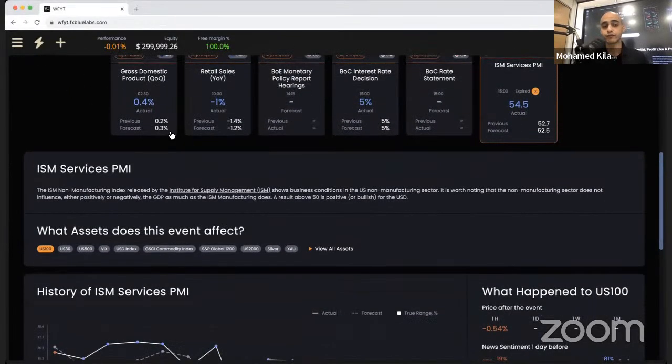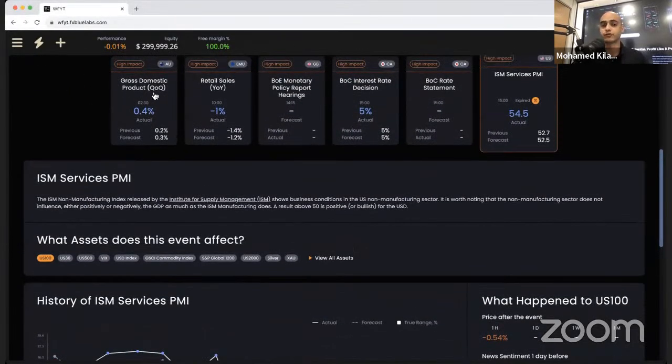right here, we've got GDP, gross domestic product for Australia. We've got retail sales for Europe, Bank of England monetary policy report hearings for the United Kingdom, Bank of Canada interest rate decision, which was announced today, just about 2 hours ago. And you have the Bank of Canada rate statement, as well as the ISM services PMI.